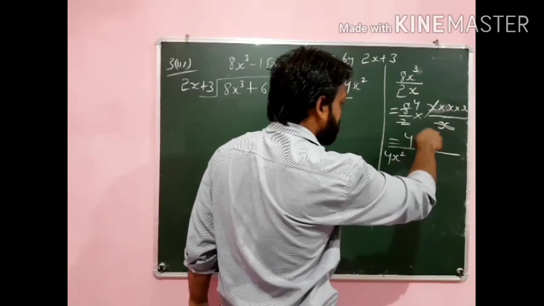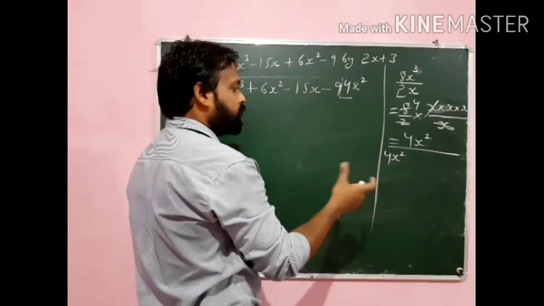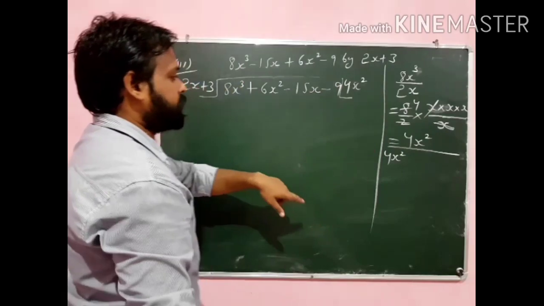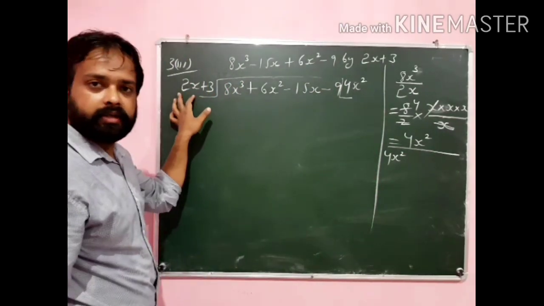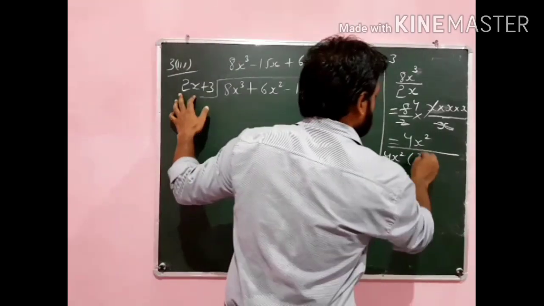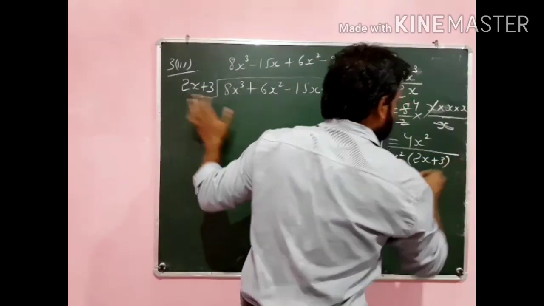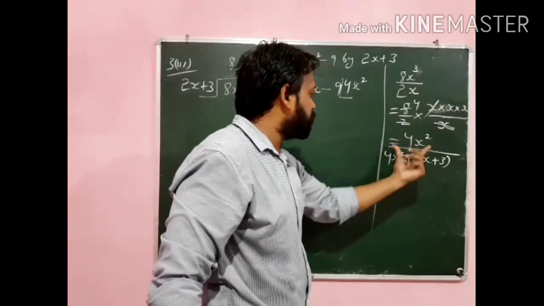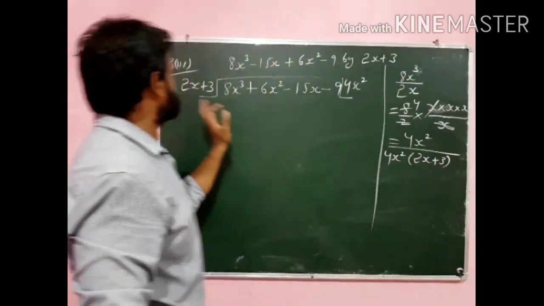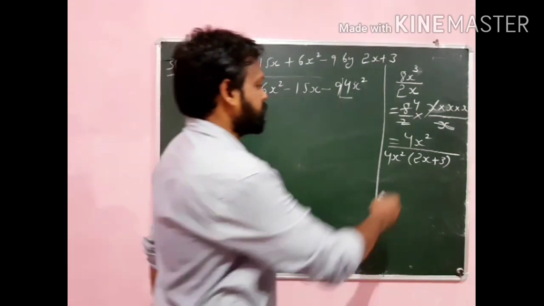The second step is to write down this value which we just found by doing this calculation, and multiply it with the divisor. The divisor is 2x plus 3. So you have to multiply the value which we just got with the divisor. The divisor is 2x plus 3.